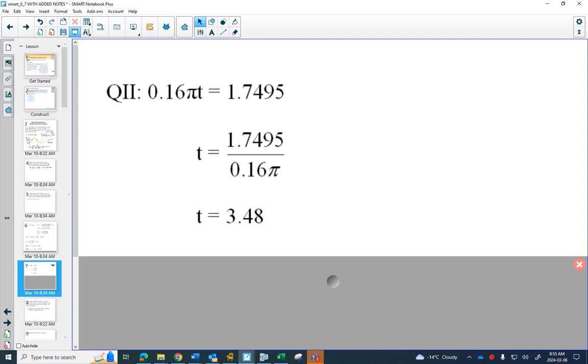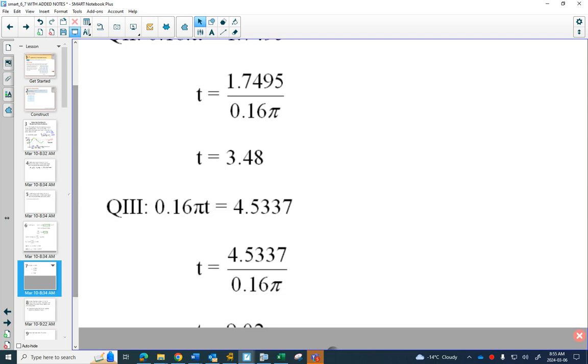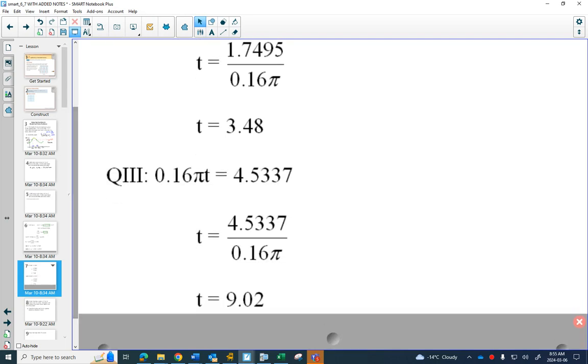Do the same thing with the other value, and we get our 9.019 or 9.02. So we get the same values algebraically. We could solve it that way as well.